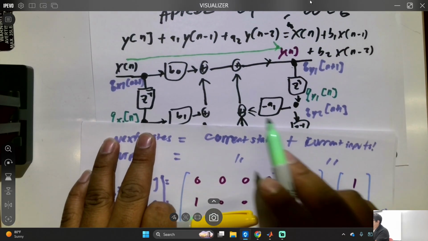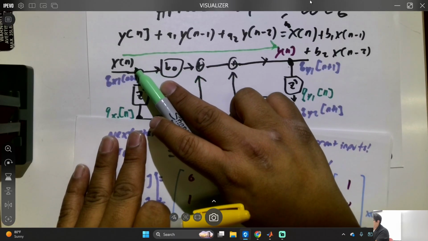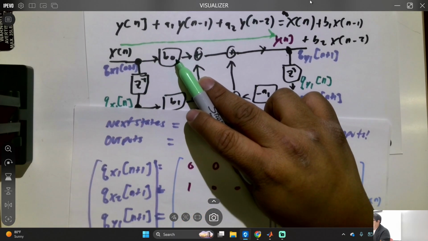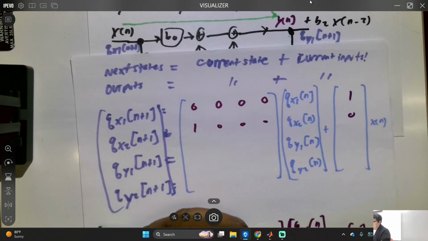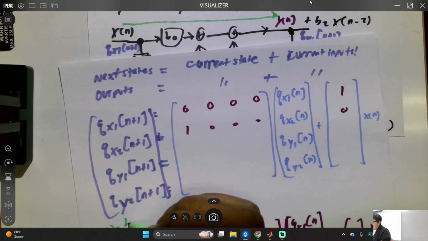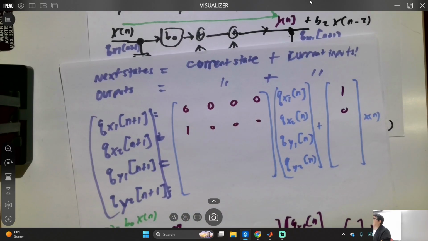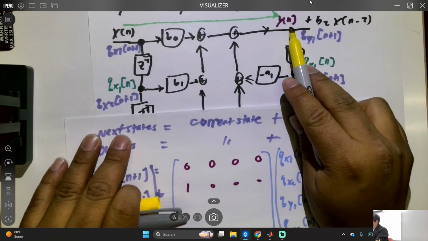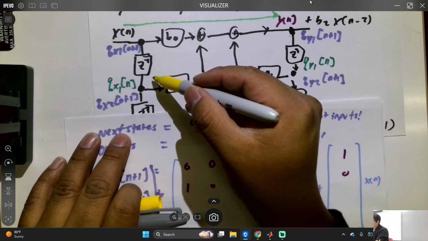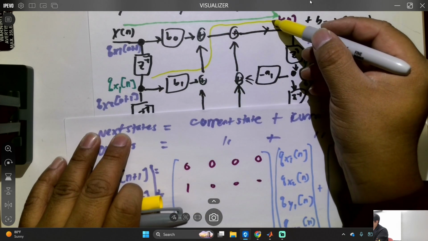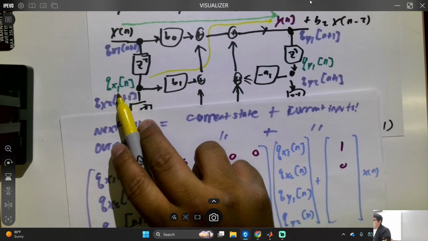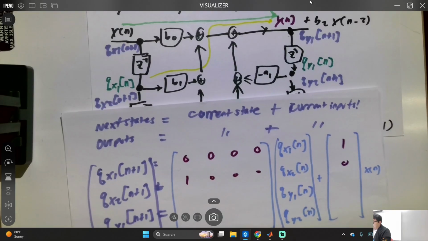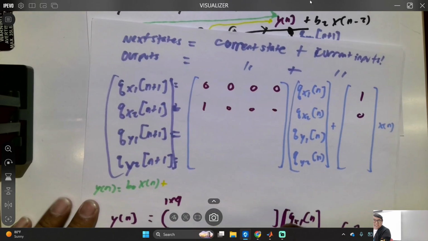So what's our first path? X of n times this b0. So I'm going to write this right here. So y of n is equal to b0 x of n. Cool? That's my green marker. Let's pull out my yellow marker. So what do we see? This y of n sees this guy right here. QX1, b1. So plus, can you see that there?